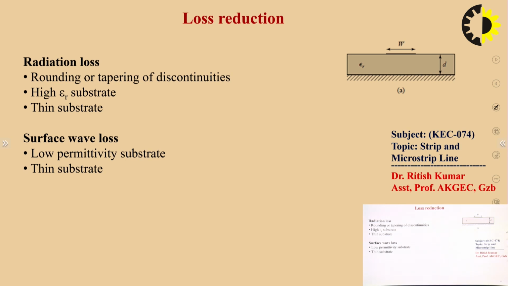So at last, for the microstrip line, we have a kind of surface wave loss, as I discussed already, and the second one is the radiation loss as well. To reduce the radiation loss, as we can see, we need to take high epsilon r for the substrate and a thin substrate as well. And to reduce the surface wave loss, we need to take low substrate permittivity and a thin substrate as well, as I discussed in the previous slide.